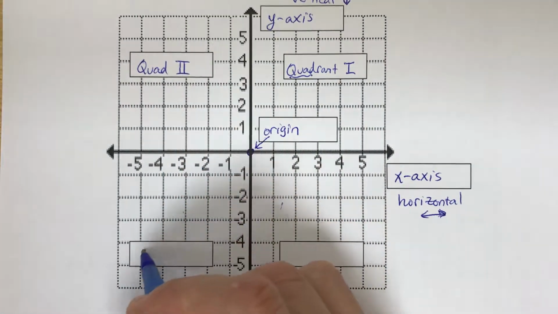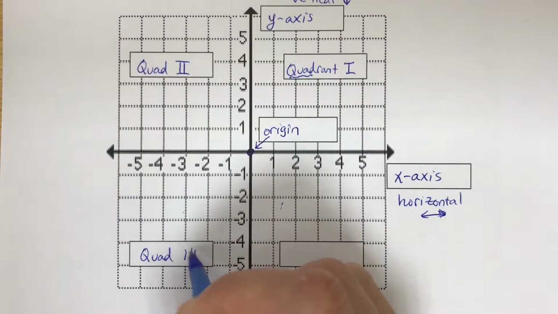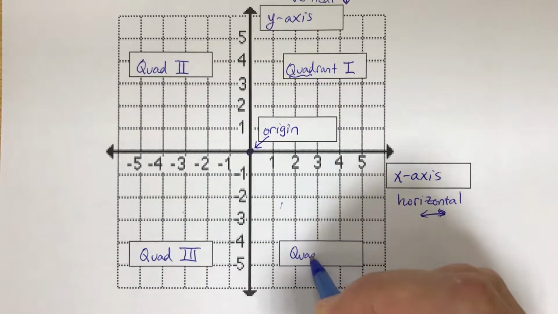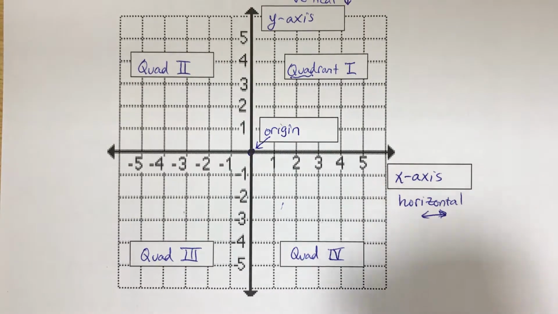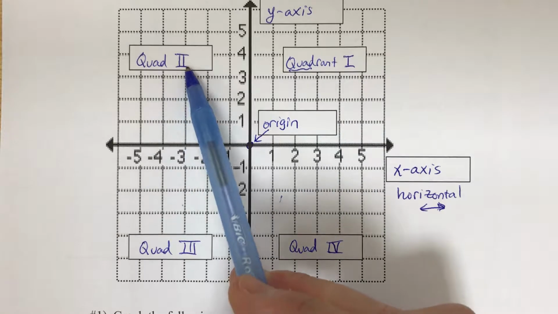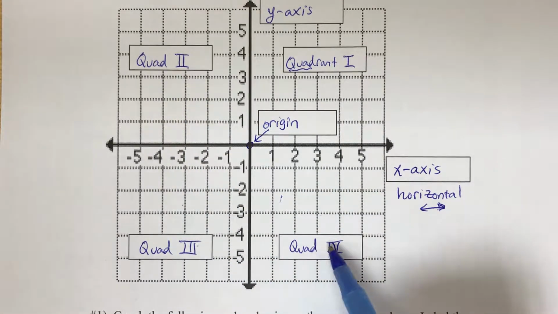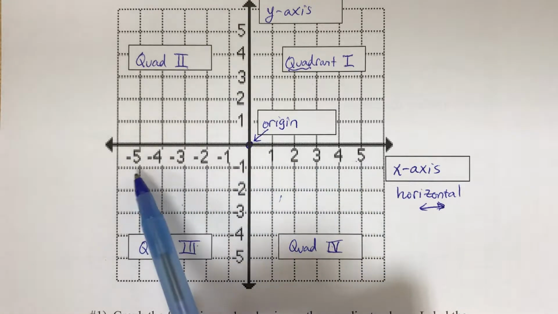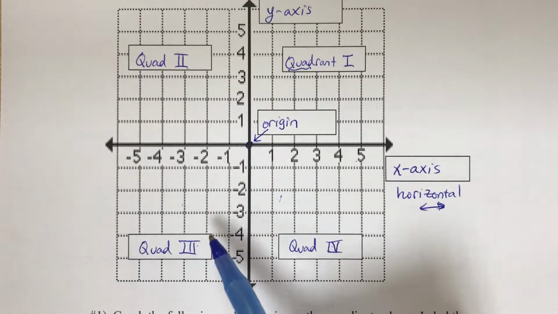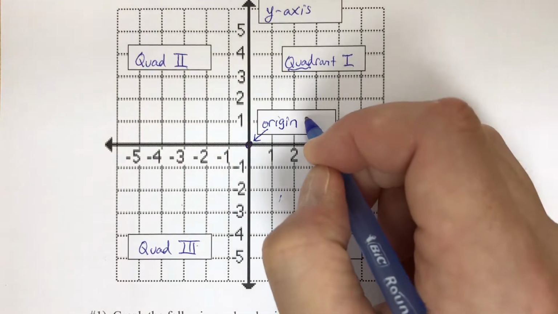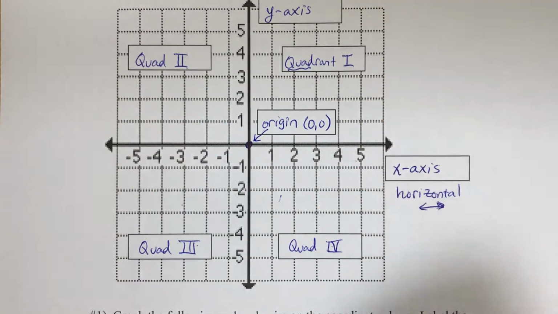And then down here is quadrant, quad 3. And down the bottom right is quadrant 4. You'll notice that I write the quadrants using Roman numerals: 1, 2, 3, 4. And I think we do that because we don't want to confuse the quadrant names with the actual numbers on the line. Now, the other thing that we want to understand is that the origin is the beginning. We label that 0, 0.